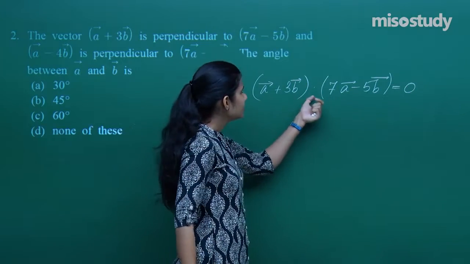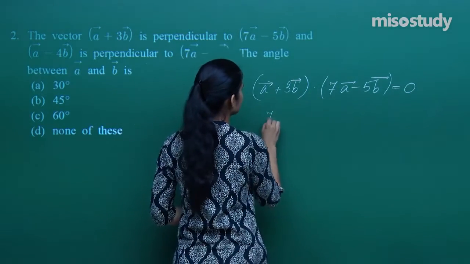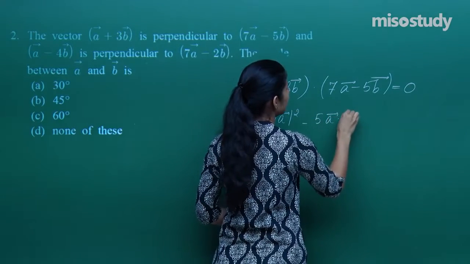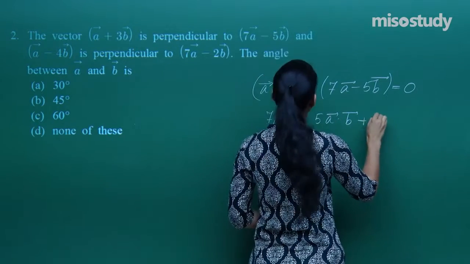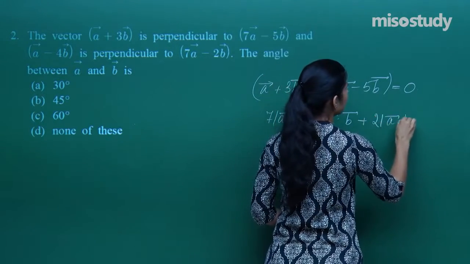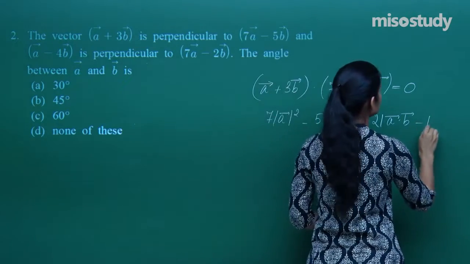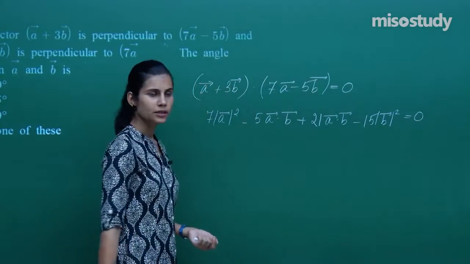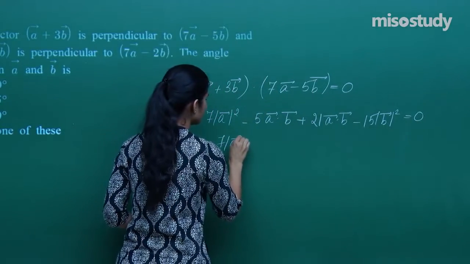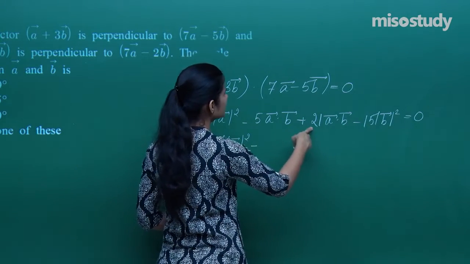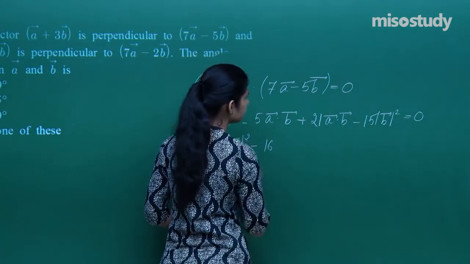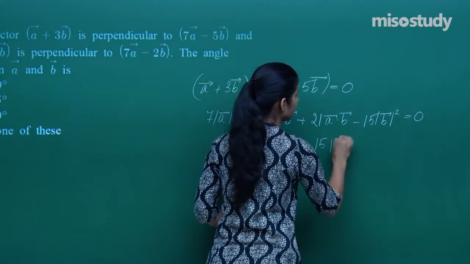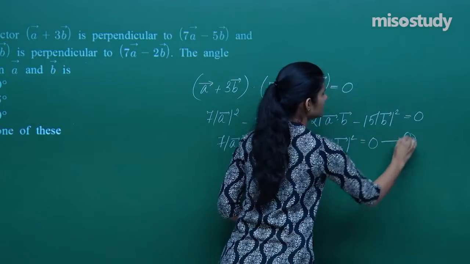So you get A dot 7 times A, that means 7 times mod A square, minus 5 times A dot B, plus 21 times A dot B (or B dot A is the same thing), minus 15 B dot B, which is mod B square. So you get 7 times mod A square, then this is 21 minus 5, which is 16, A dot B, minus 15 mod B square. This is the first equation.